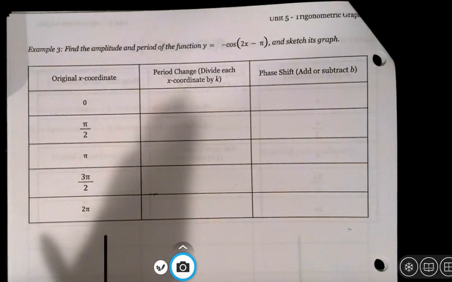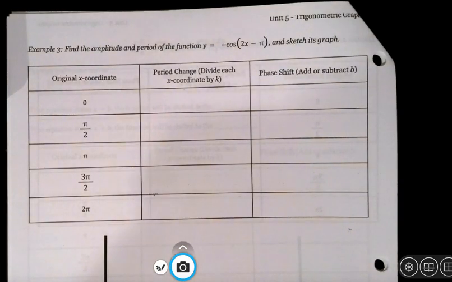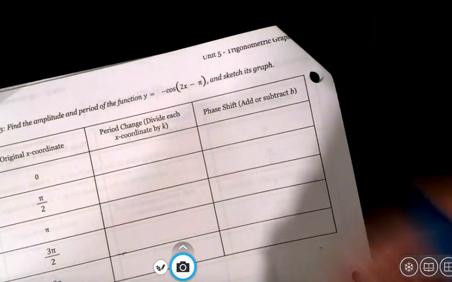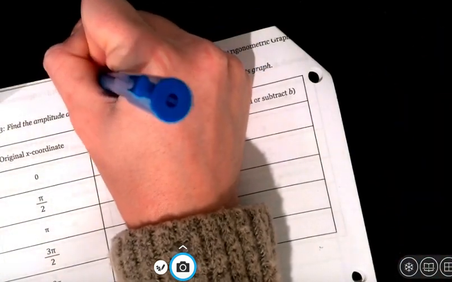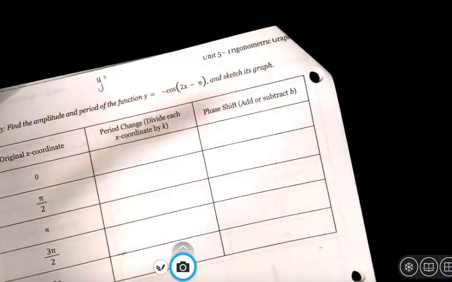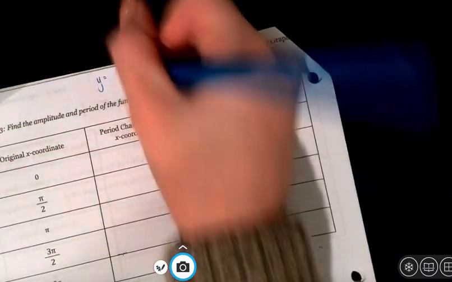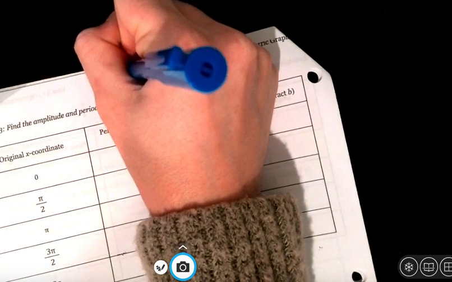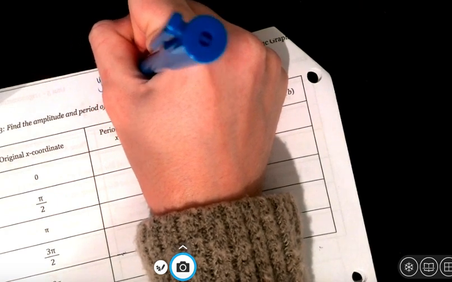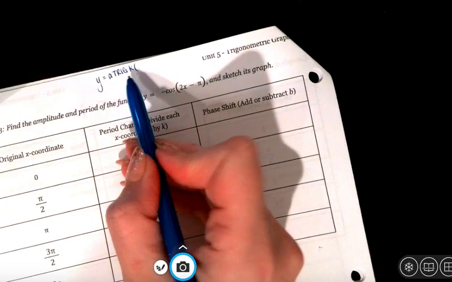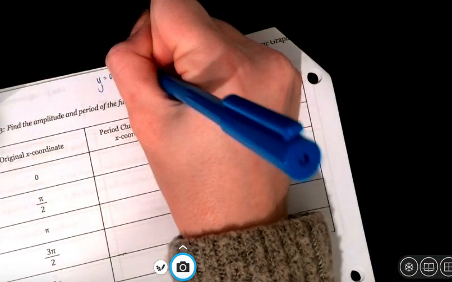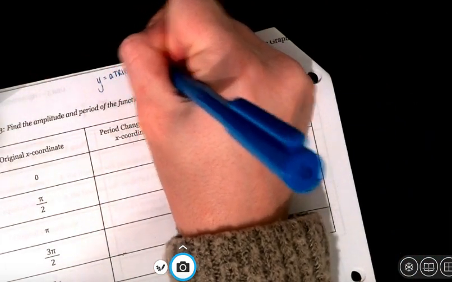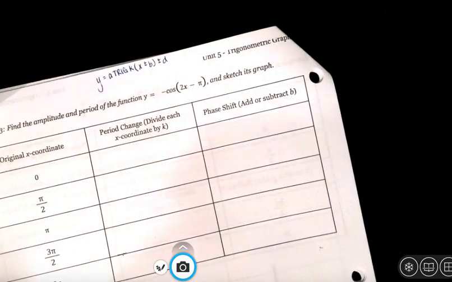Back when we filled in our templates, this is what our template looks like. We have y equals some a value out in front of whatever trig we're looking at, so it could be sine or cosine. Then we have our value for k in front of our parentheses. We have x plus or minus b, and then plus or minus d on the outside.